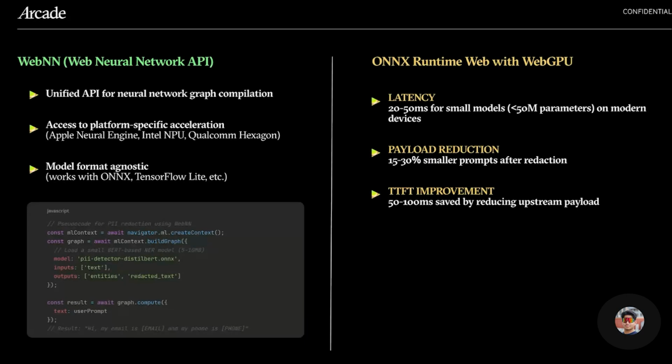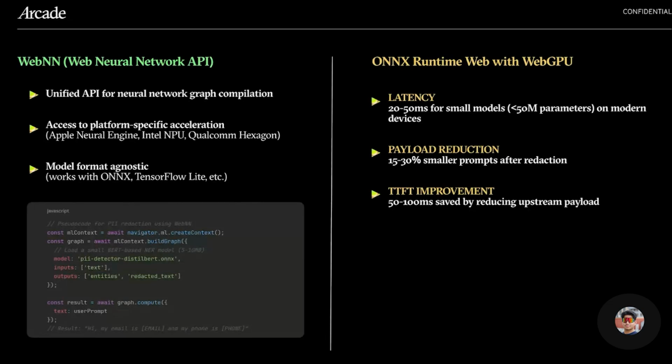Now, ONNX Runtime Web provides production-ready WebGPU execution capabilities, which will allow you to run neural network inference directly in the browser with GPU acceleration. And I've provided some of the stats here directly, but what we get with using these two together is that you can ensure that PII never leaves a device in plain text.